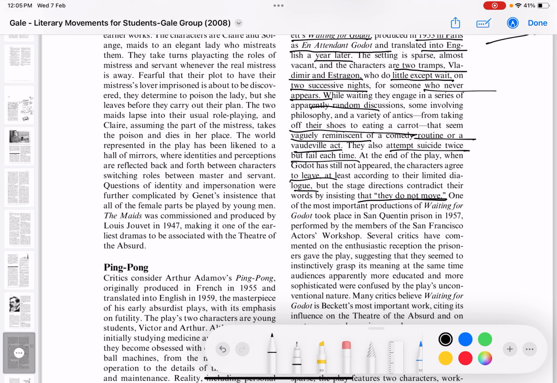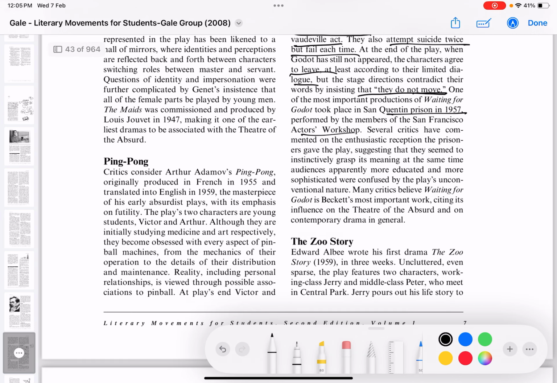One of the most important productions of Waiting for Godot took place in San Quentin prison in 1957, performed by members of the San Francisco Actors Workshop. Several critics have commented on the enthusiastic reception the prisoners gave the play, suggesting that they seemed to instinctively grasp its meaning. At the same time, audiences apparently more educated and more sophisticated were confused by the play's unconventional nature. Okay, so many critics believe Waiting for Godot is Beckett's most important work, citing its influence on the theatre of the absurd and on contemporary drama in general. So this is about Waiting for Godot.